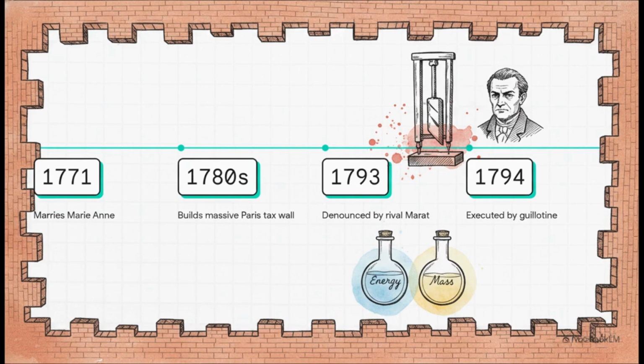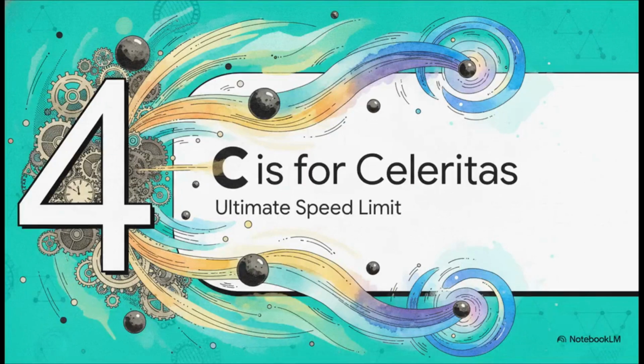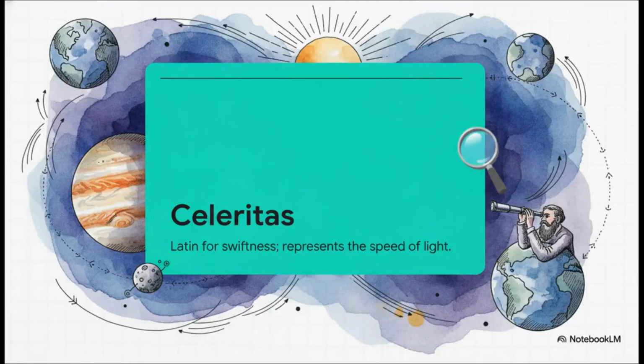So at this point, science essentially had two separate, sealed domains, energy in one box and mass in the other. Which brings us to Section 4. C is for celeritas, the ultimate speed limit. We have energy and we have mass. The letter C acts as the vital bridge connecting Faraday's energy domain with Lavoisier's mass domain. So the C stands for celeris, which is Latin for swiftness. In physics, it represents the speed of light, which is a mind-boggling 670 million miles per hour.